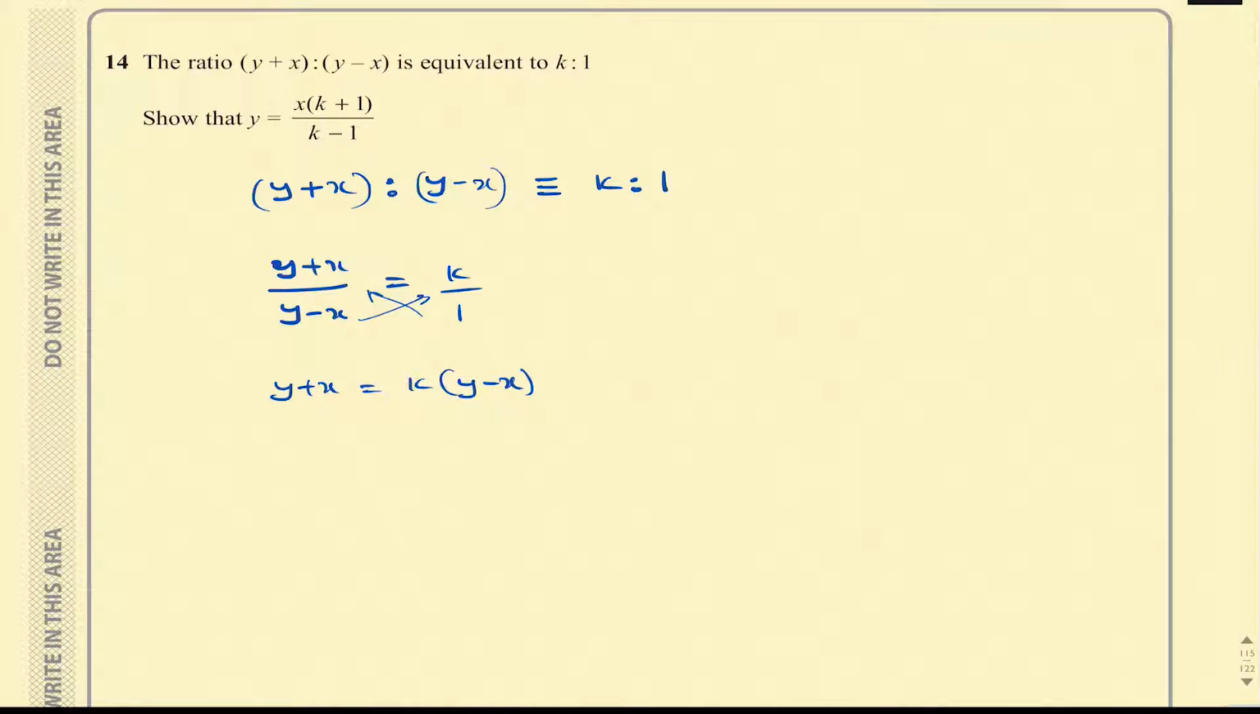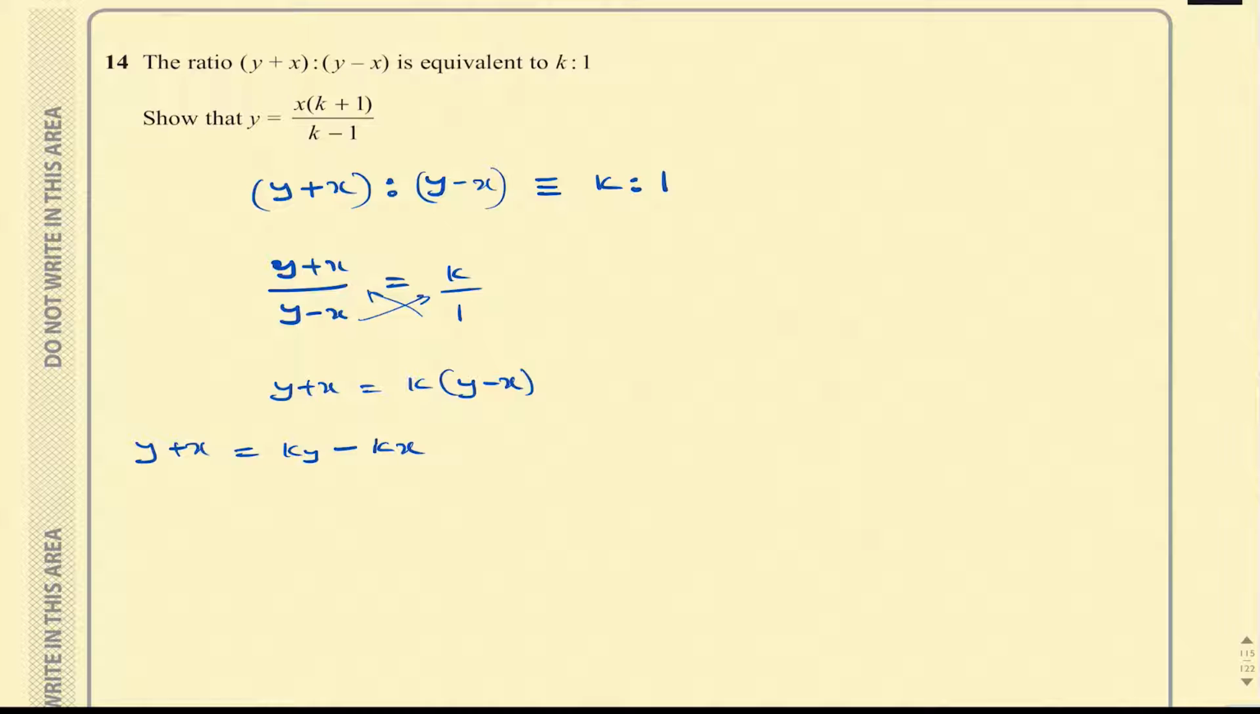And in that case, we can rewrite it because we need to find k. So we need to show that y equals x into bracket k plus 1 over k. So we need to expand this. So we have y plus x equals ky minus kx. Put all the y's together, right? And then put all the x's together.